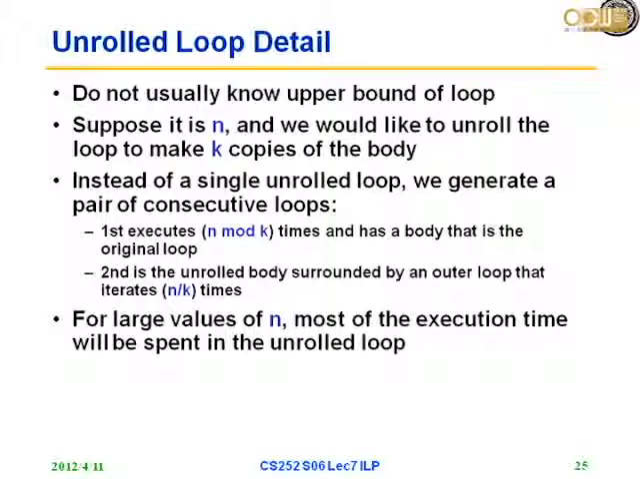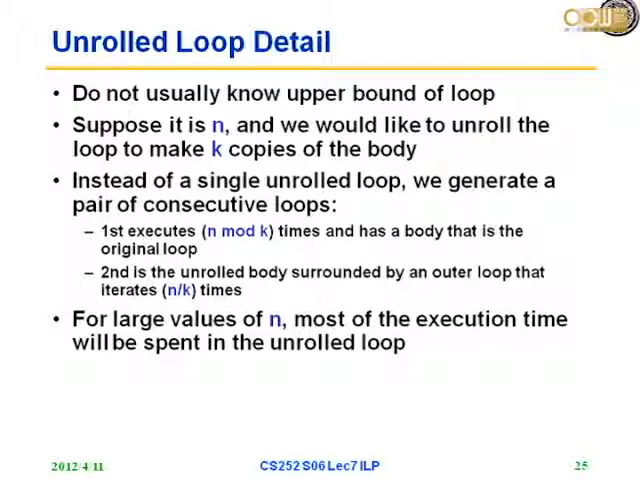Okay. The details, the issues. Number one is, first, we do not usually know the upper bound. Suppose it is n, and we would like to unroll the loop to make k copies of the body. The code becomes larger, and we need to have a prolog or epilogue, in other words, the code before or the code after to handle the remainders.